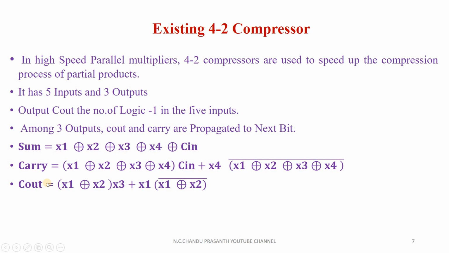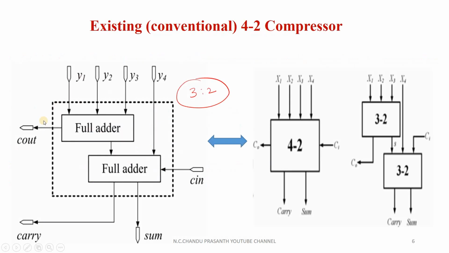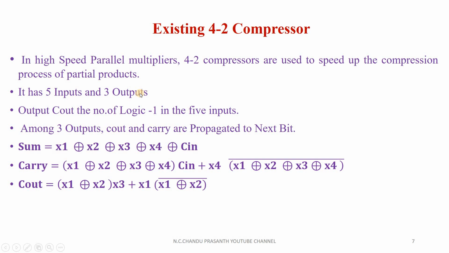So XOR gates tend to contribute high area and delay. So these are the disadvantages of the existing photo compressor. It has 5 inputs and 3 outputs. So what is the disadvantage with the existing photo compressor?